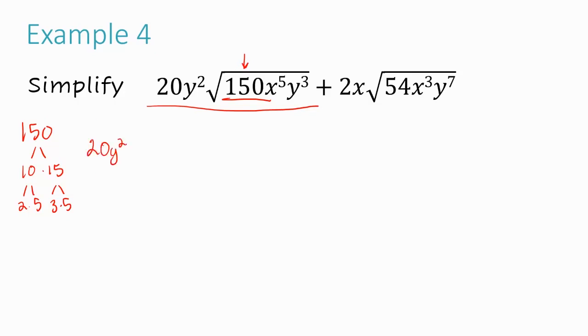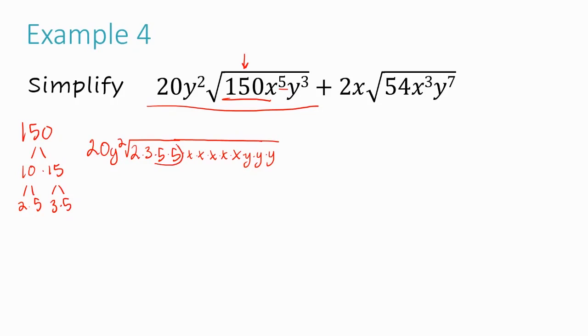So 20y squared square root of 2 times 3 times 5 times 5. And then I need to extend this line because I need to incorporate all these x's and all these y's. This is telling me I have 5 x's, so I'm going to write x times x times x times x times x. And then I'm going to write 3 y's: y times y times y. Okay. Now I'm going to group them by twos.